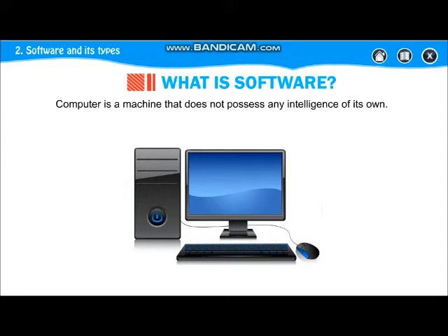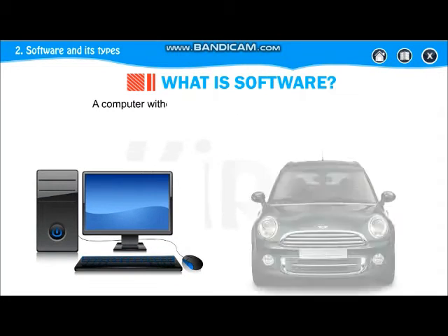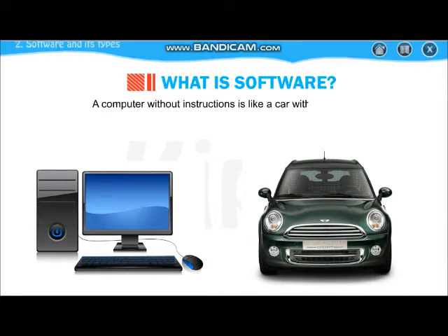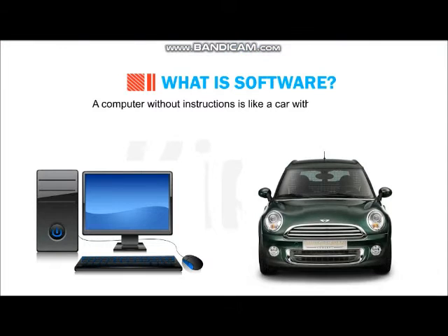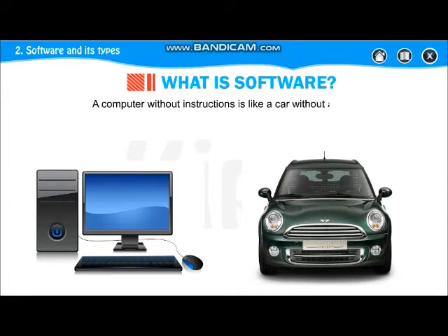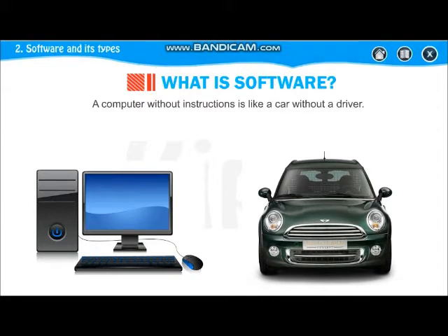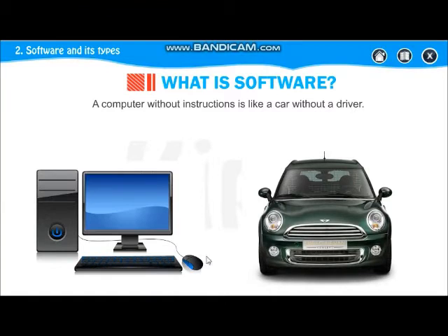A computer is a machine that does not possess any intelligence of its own. You have to give orders to the computer. So we can say a computer without instructions is just like a car without a driver. A car cannot run without a driver. In the same manner, a computer cannot run without software.